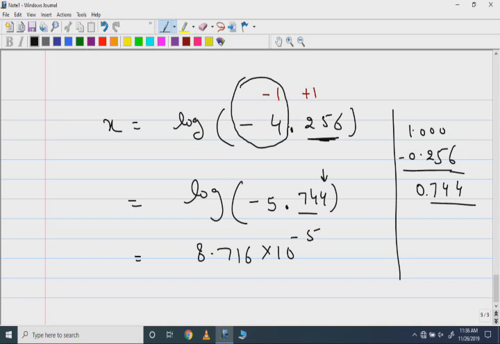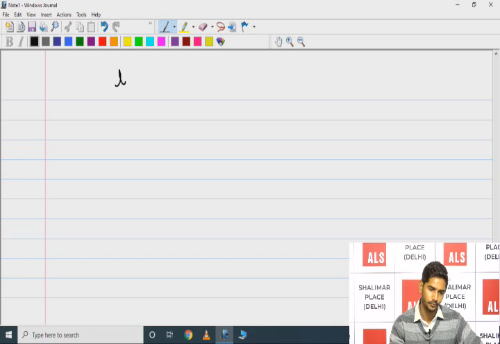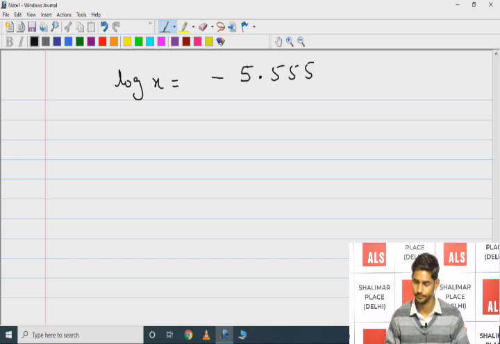So guys, next question is for you. The last question. After that, we'll end this log and anti-log topic. We are done with that. This is the question for you guys. Log x is equal to minus 5.555. Tell me the answer. I don't know whether you have to use the log table or the anti-log table. It's all up to you.